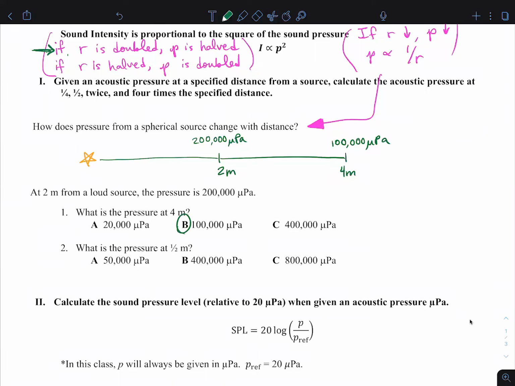Now the next one, you're interested in half a meter, but you need to think about the intermediary step. If the radius is halved, then the pressure is doubled. So when I go from 2 meters to 1 meter, I'm going to have 400,000 micropascals. Then if I halve the distance again to half a meter, I will go to 800,000 micropascals. That is why the answer to that one is C.